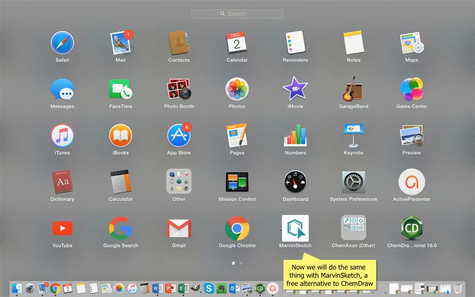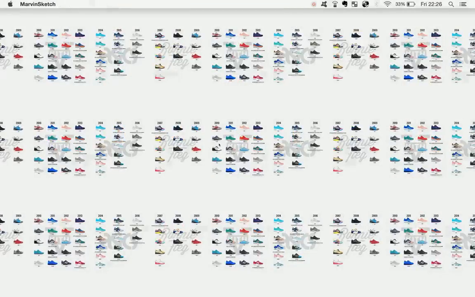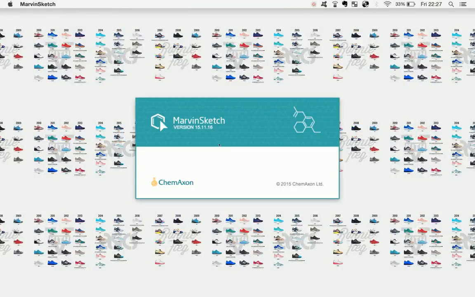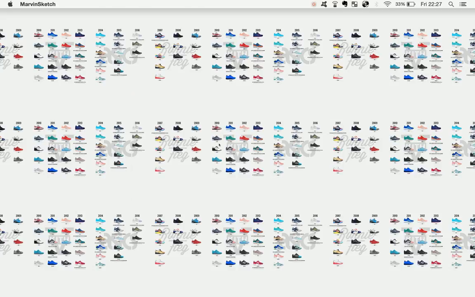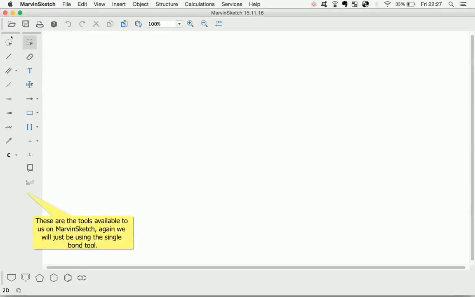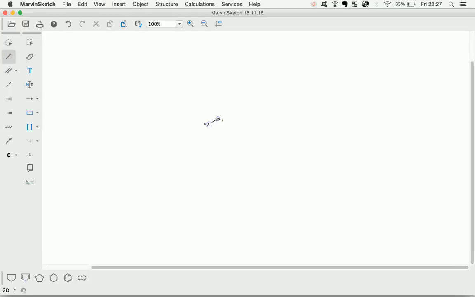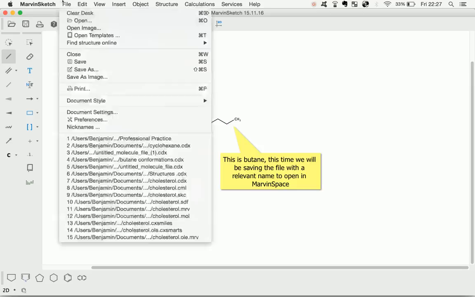Now we will do the same thing with MarvinSketch, a free alternative to CamDraw. These are the tools available to us on MarvinSketch. Again, we will just be using this single bond tool. This is butane. This time we will be saving the file with a relevant name to open in MarvinSpace.